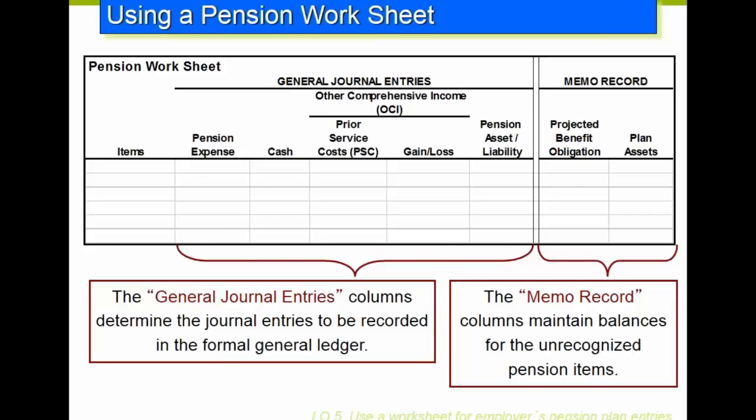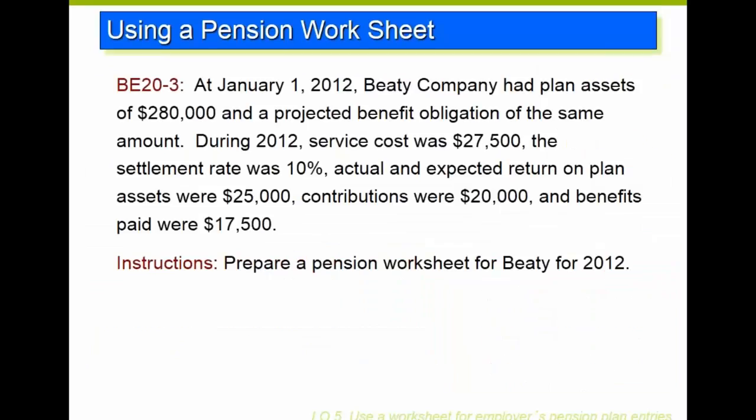So let's go through one problem, and then we'll go through a couple of different problems in next week's discussion. So what we have here is Beatty Company has plan assets of $280,000 and a projected benefit obligation of the same. This is January 1st. So you notice the PBO and the plan assets are both $280,000. Therefore, we do not have either a pension asset or a pension liability.